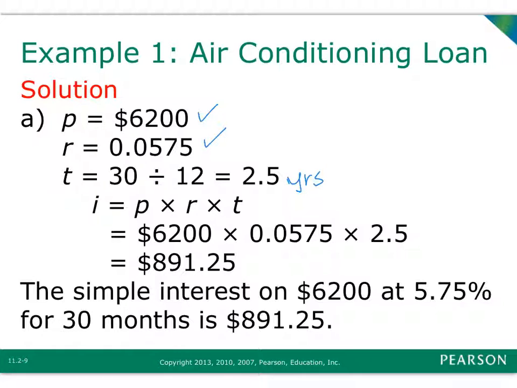And so now our interest I is equal to P times R times T. We plug in the numbers: 6,200 times 0.0575 times 2.5, and we get a total of $891.25. The simple interest on $6,200 at 5.75% for 30 months is $891.25.